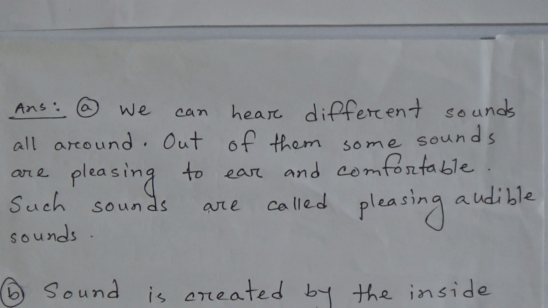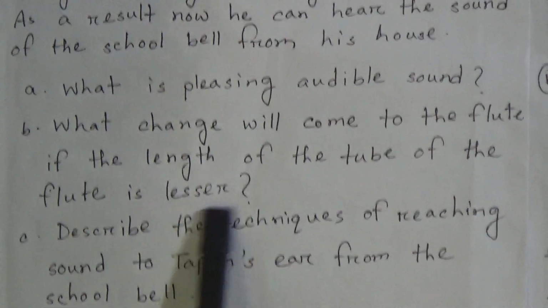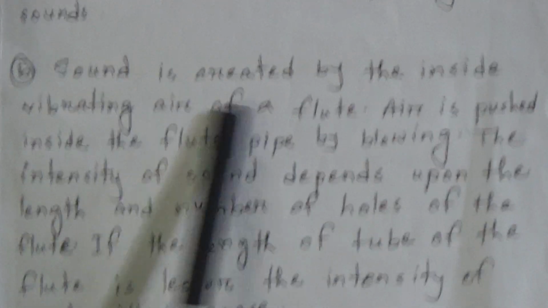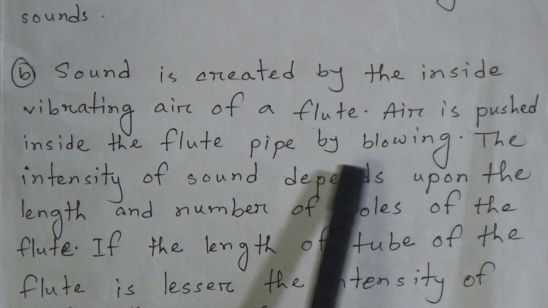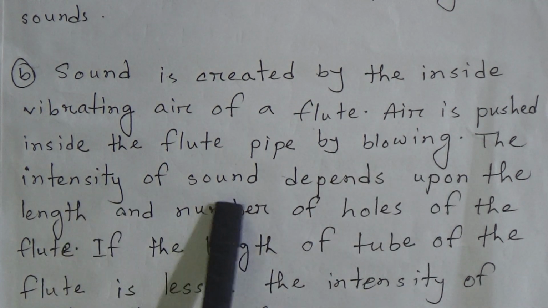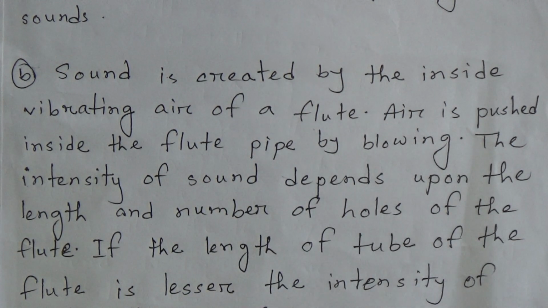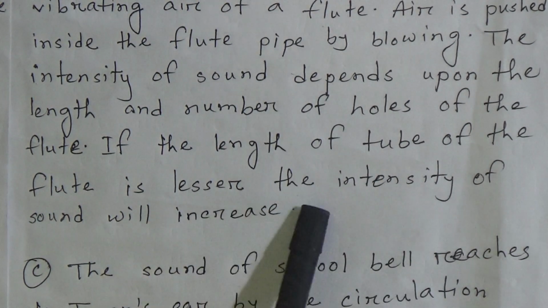Question number B. What change will come to the flute if the length of the tube of the flute is lesser? Sound is created by the vibrating air inside a flute, and air is pushed inside the flute pipe by blowing. The intensity of sound depends upon the length and number of the holes of the flute. So if the length of the tube of the flute is lesser, the intensity of sound will increase.